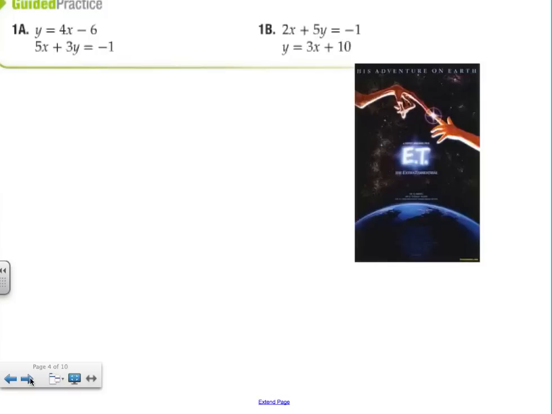Okay, here's your guided practice. You have two systems of equations to solve by using substitution, and then you can check it by graphing.